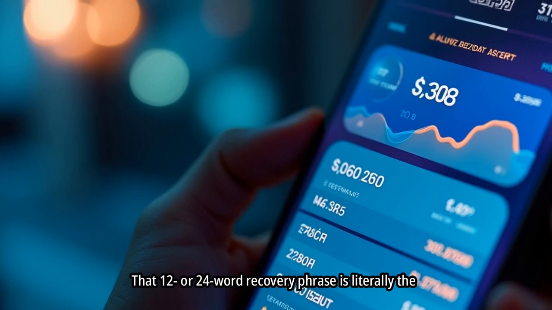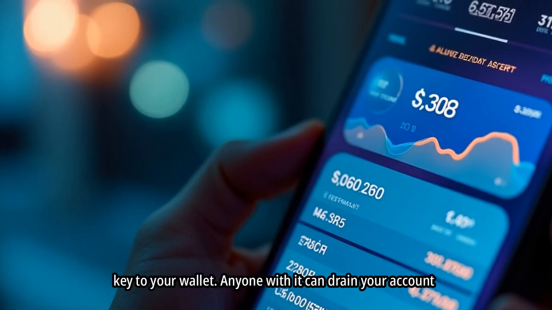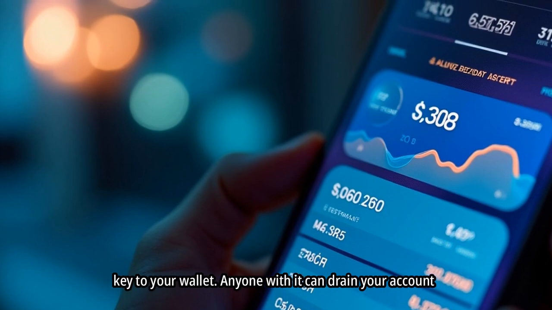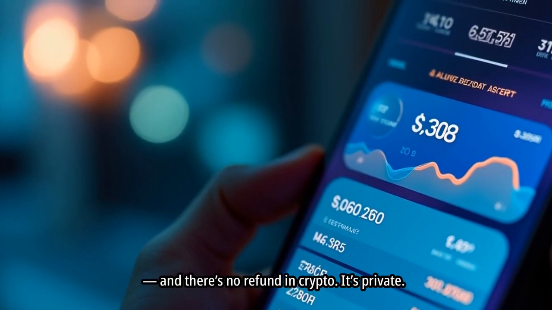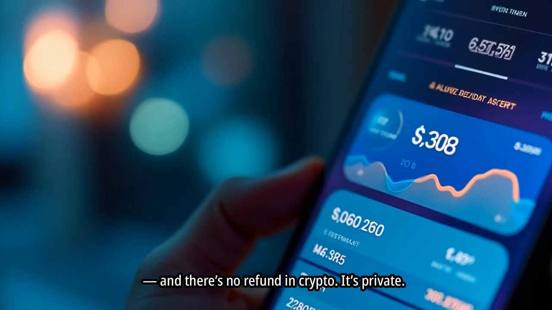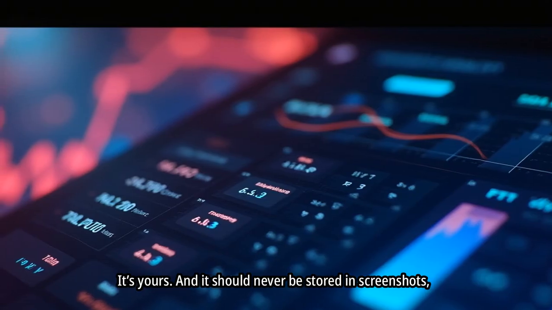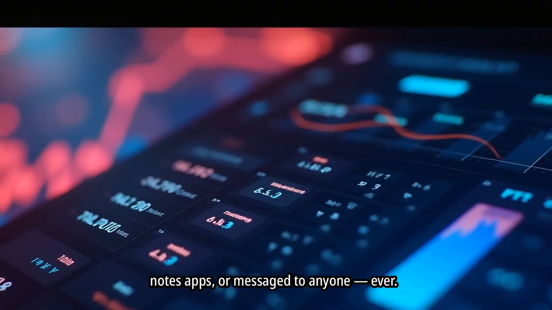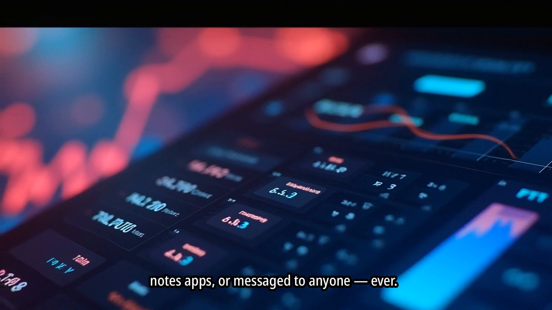That 12 or 24-word recovery phrase is literally the key to your wallet. Anyone with it can drain your account and there's no refund in crypto. It's private. It's yours. And it should never be stored in screenshots, notes, apps, or messages to anyone ever.